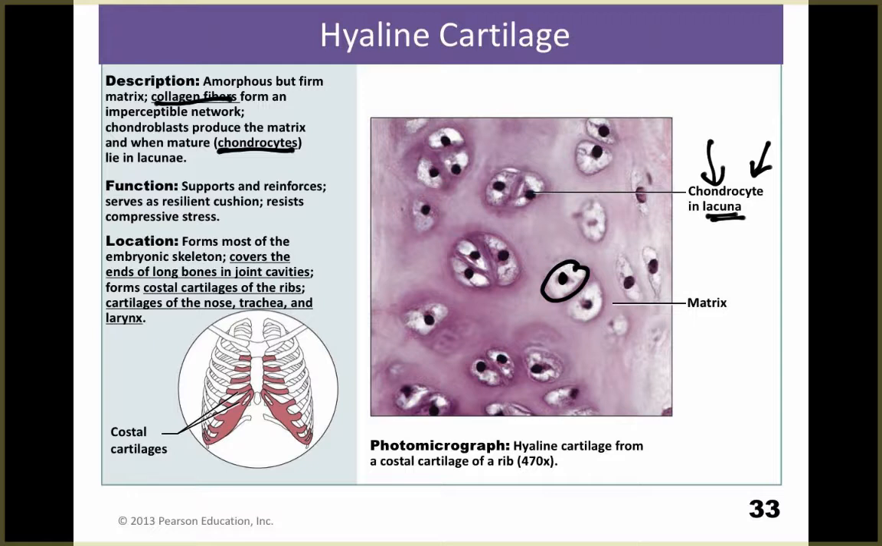What that means, you can see here, right? Here you have the breastplate and you have the ribs. And constantly your ribs are expanding and compressing, expanding and compressing while you breathe. So that allows it to support the area around it and cushion the area, but it gives it some give. So it covers the end of long bones in joint capsules, and it also forms costal cartilage, which is what this is called here, that connects the breastbone to the ribs. You can find this cartilage also in the nose, the trachea, and the larynx.